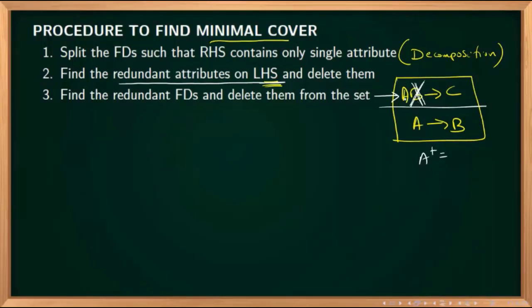Left side broken means that functional dependency does not have any existence. Sorry, B you can remove if at all A closure contains B. A closure is containing B. So B you can remove. So ultimately this is coming like A to C and A to B. Are you getting it? Can you type yes if you are getting it?